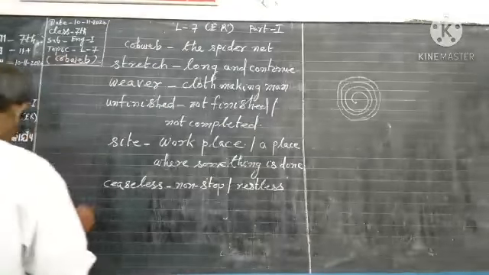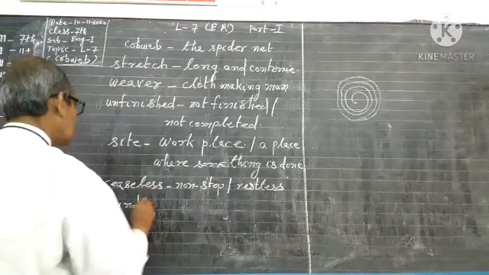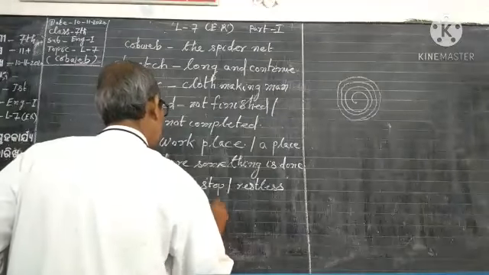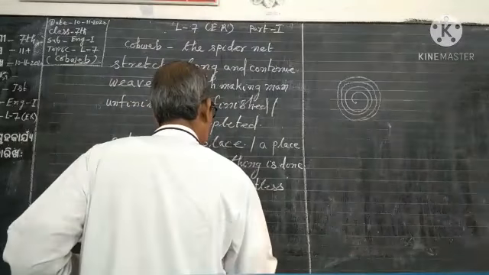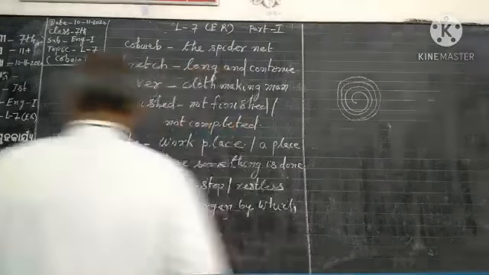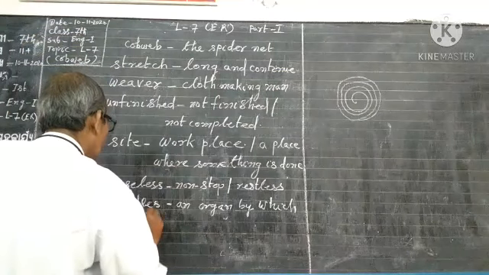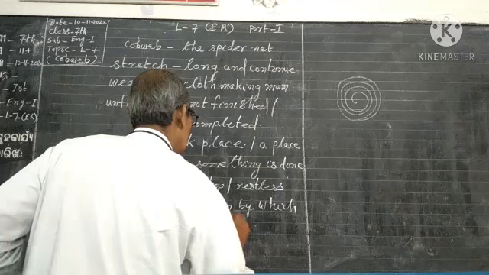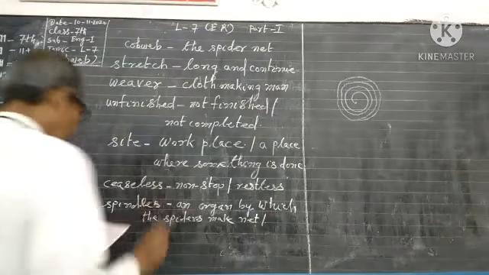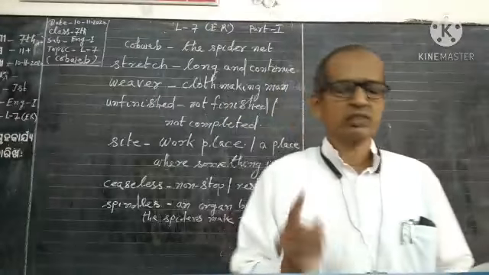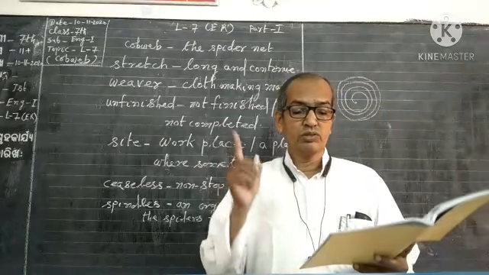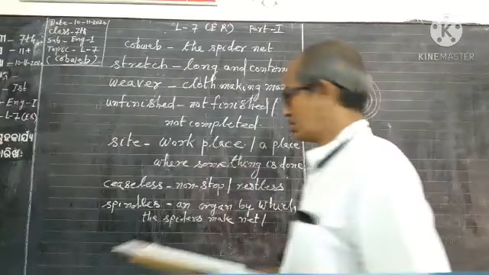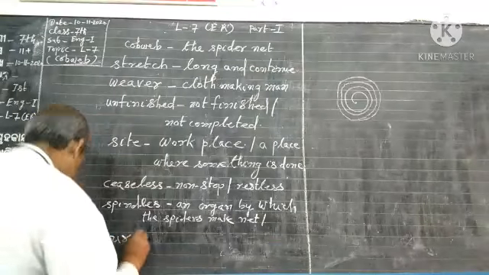Then spindles. Spindles means an organ by which the spiders make net, or by which the weaver makes cloths or weaves cloths. Then pour, P-O-U-R, pour means put into.